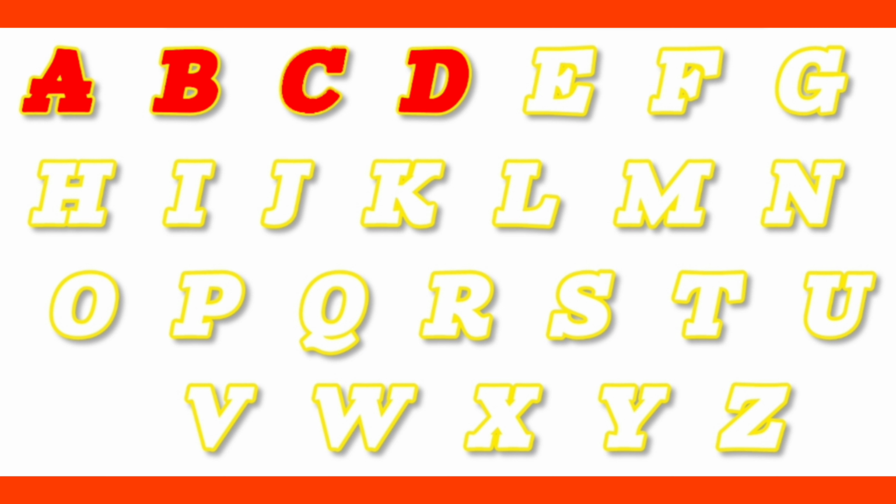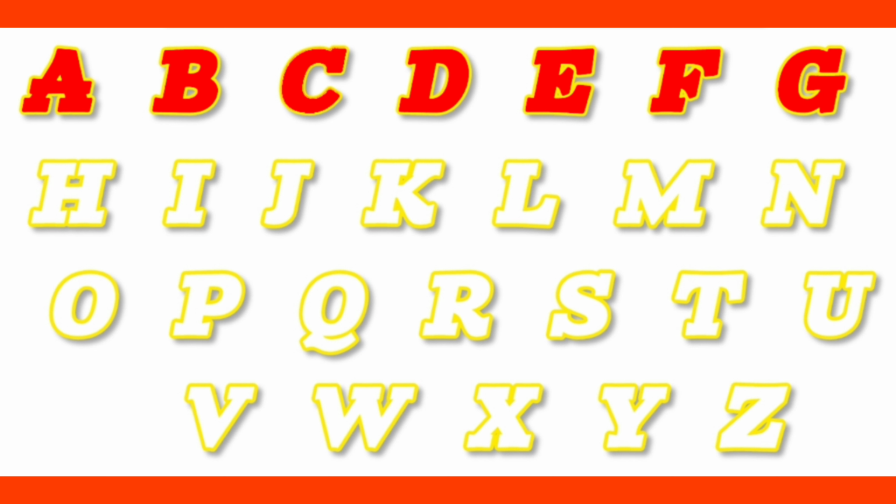D. D for doll. E. E for egg. F. F for flower. G. G for gun. H. H for hen. I. I for igloo.